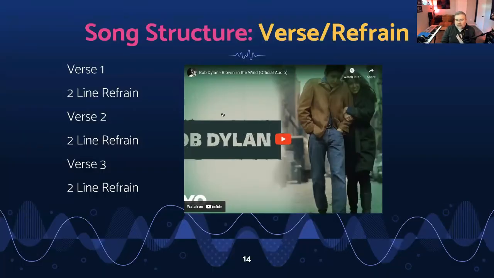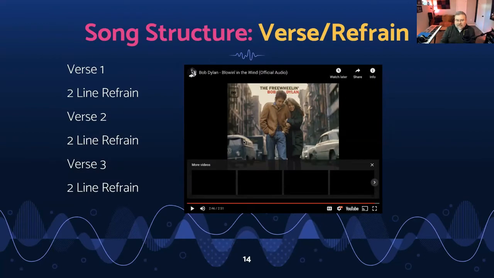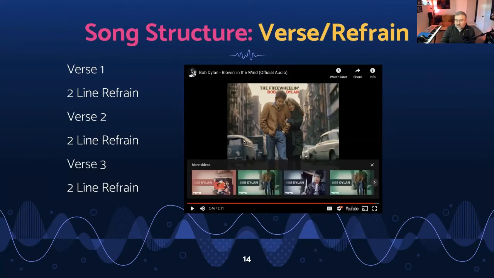let's listen to Blowin' in the Wind. And you'll notice the structure of this song again is a verse refrain structure, where it does a verse, and then there's a two line refrain, a verse, a two line refrain, and then it does it a third time. So this is Blowin' in the Wind. So definitely can hear the influence of that spiritual that we listened to.